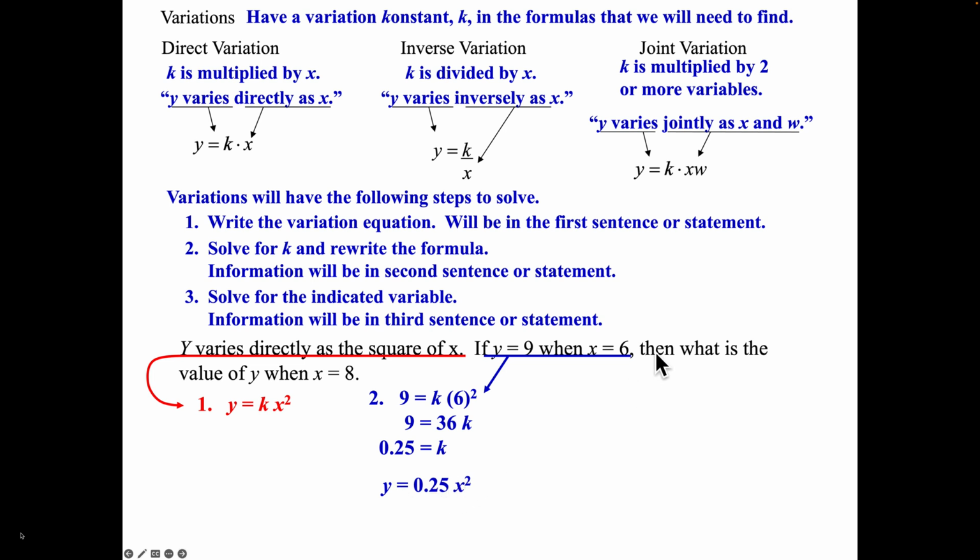Now, third statement. Then, what is the value of y when x is 8? So now you take this new formula, put 8 in for that x. Okay, 8 squared is 64, 0.25 times 64 is 16. You're done.